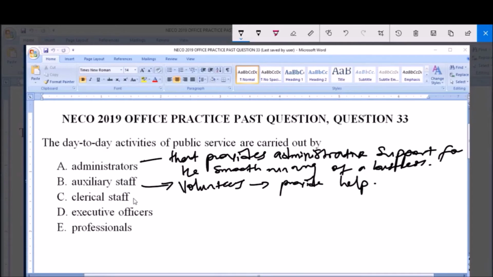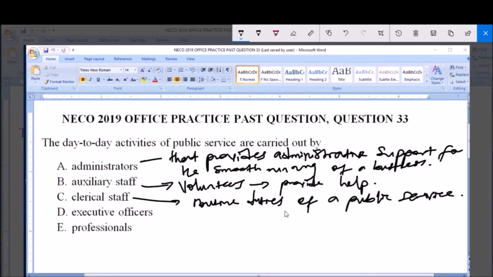Now C says what? Clerical staff. Now clerical staff are those concerned with what? With the routine duties in an office. That is, they are concerned with the routine duties of a public service or business organization. They are the ones with the sole responsibility of carrying out the day-to-day activities in a public service. That is the work of the clerical staff.